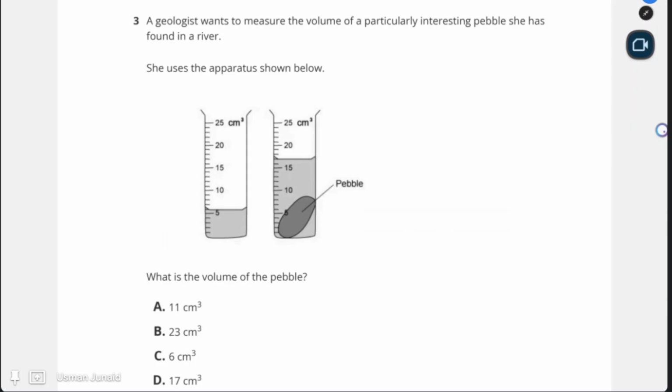A geologist wants to measure the volume of a particularly interesting pebble. Okay, so she found it in the river. She uses the apparatus below. What is the volume of the pebble? Do you understand what's going on here within this question?